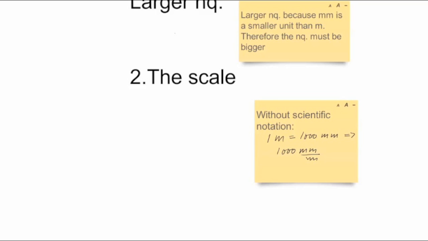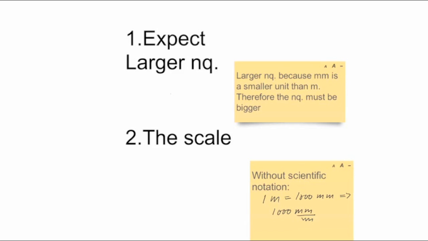So what do I actually expect? Yeah, I expect a larger numerical quantity, and why is that so? If you look at the note, you can see it's because millimeter is a smaller unit than meter, and therefore the numerical quantity must be bigger.